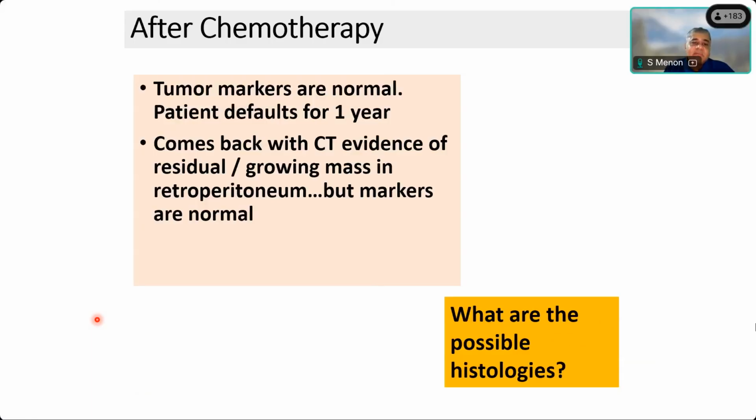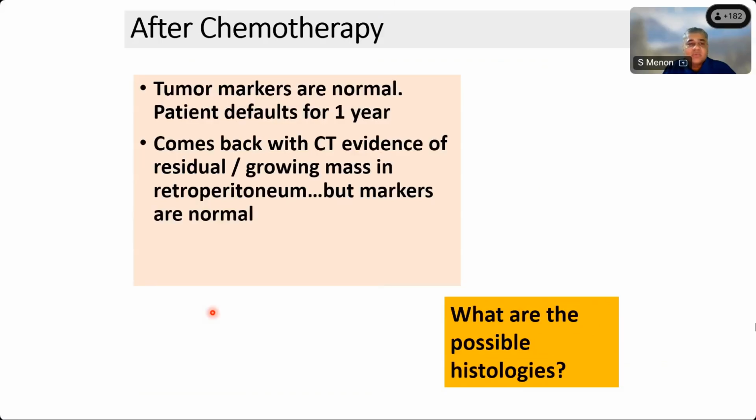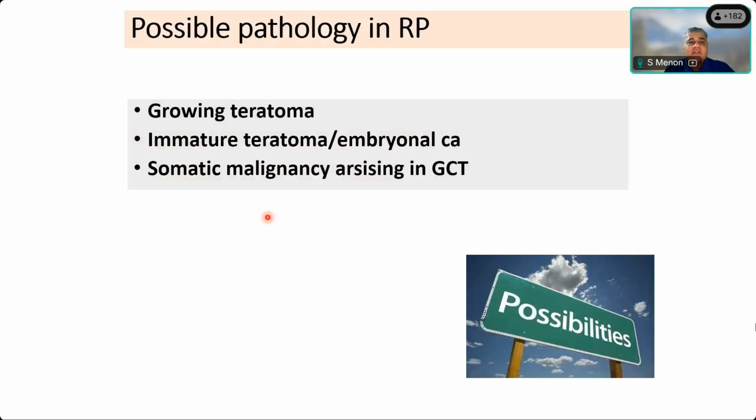And again, she came back with a CT scan evidence of a residual growing mass in the retroperitoneum, but markers were completely normal. See, at the first recurrence, she had raised AFP and beta HCG, so there was some other germ cell tumor. So what are the possible diagnoses when you have normal markers but a growing mass in a germ cell tumor? These are the possibilities you need to keep in mind.